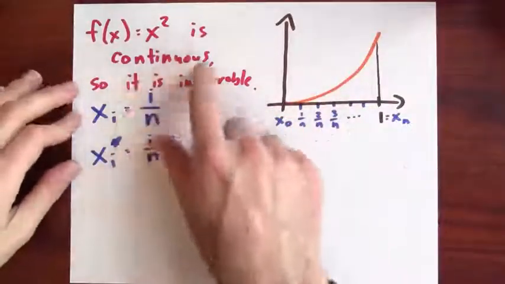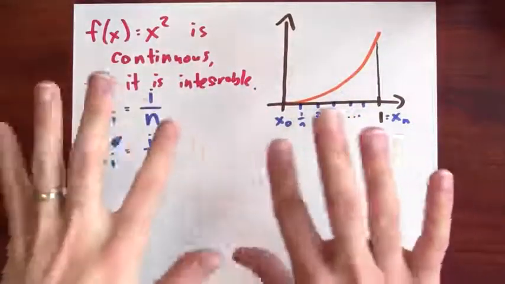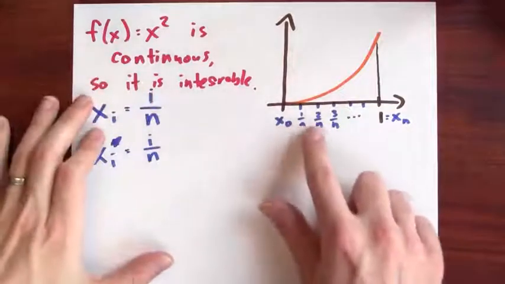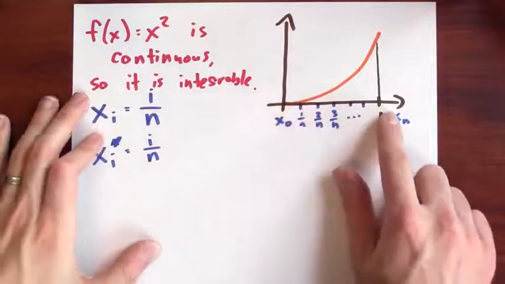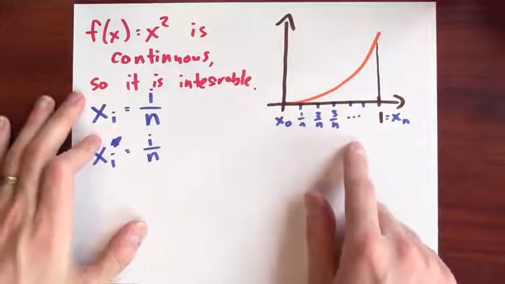Let's integrate x squared from 0 to 1 by using the definition of integral. Now, since the function x squared is continuous, it's integrable. So it won't matter exactly how we choose our partition or how we choose our sample points, as long as the partition is fine enough.